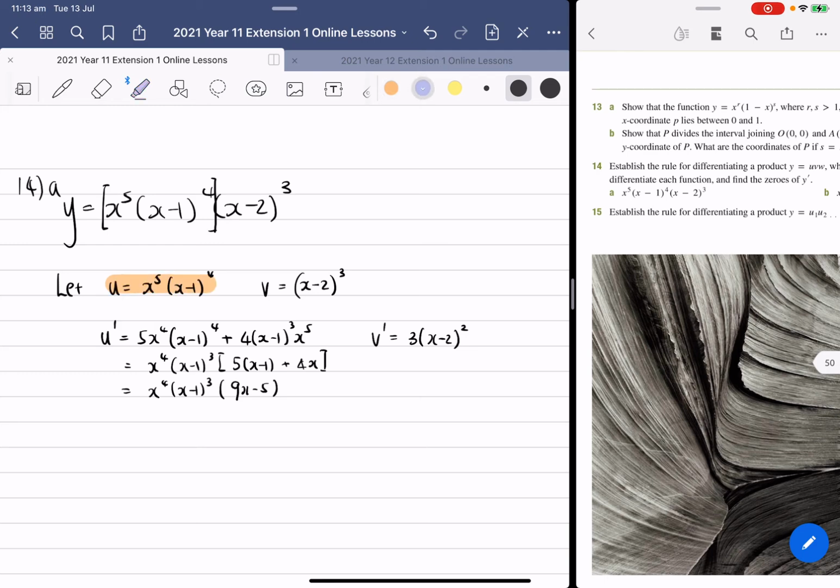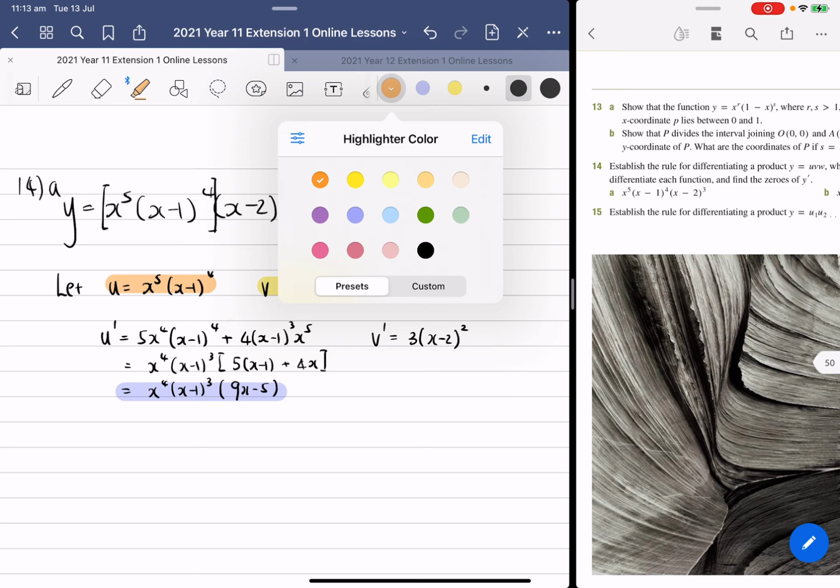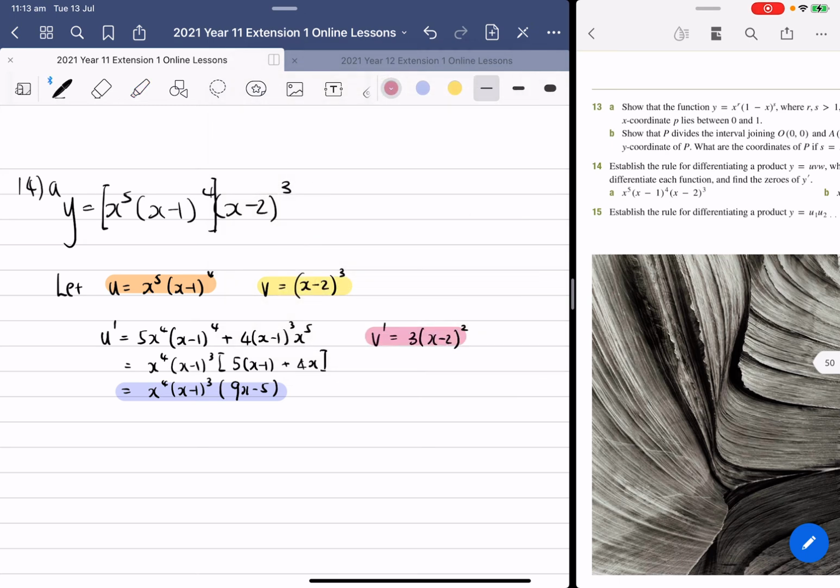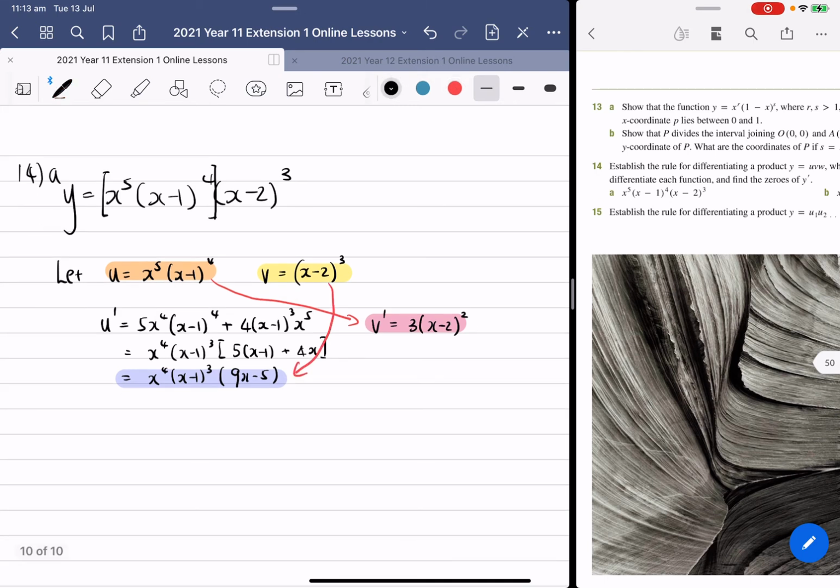So now you have 4 terms, 1, 2, 3, and 4. And with these 4 terms, you can just do the product rule, these 2 together and these 2 together, to give you the final answer. Therefore, dy over dx is equal to x to the power 5, (x minus 1) to the power 4, times 3 (x minus 2) to the power 2, plus (x minus 2) to the power 3, times every term you have for the U dash.